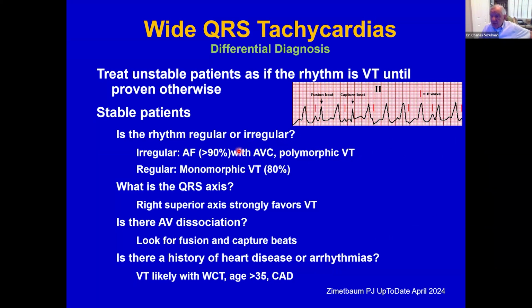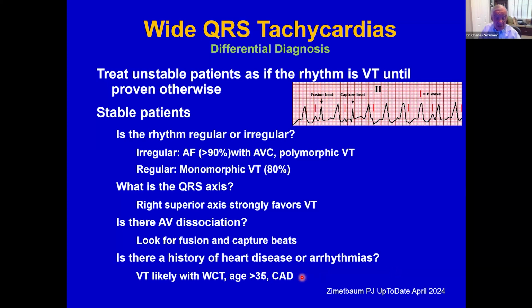If it's irregular, more than 90% of them are atrial fibrillation. If it's a regular monomorphic wide complex, 80% of them are VT. What's the QRS axis? Is there AV dissociation? And is there a history of heart disease or other arrhythmias, which make it more likely that a wide complex rhythm is VT?